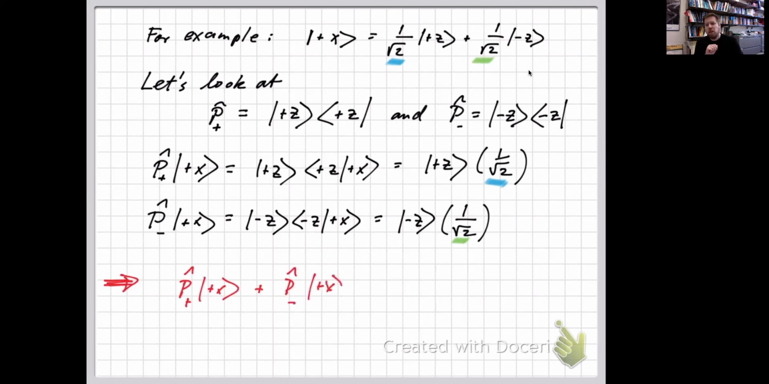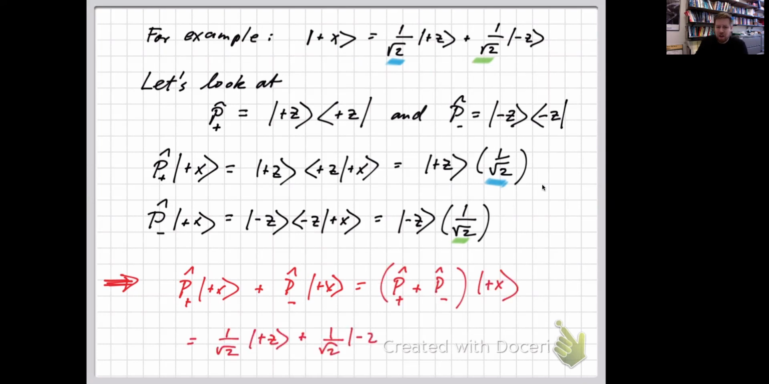And so we see here that if I added those two lines together, the previous two lines, what would I get? Well, first I could also just factor out the plus x from both terms. But what I get when I add these two together is basically nothing other than the original state. Okay, so take a look at what happened here. If I add my two projection operators together and then let them operate on this arbitrary state, in this case plus x, then I get that state back.